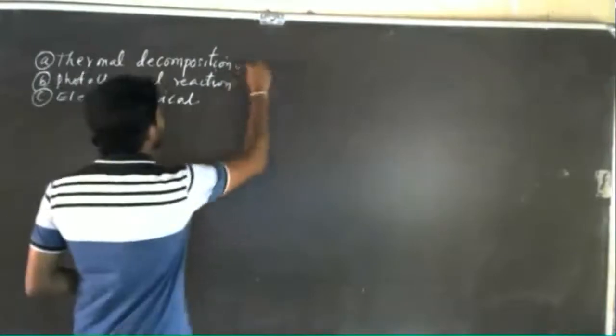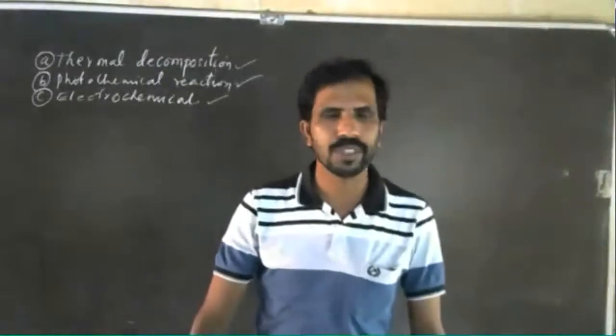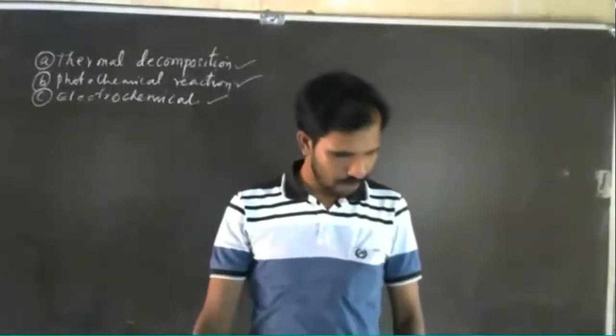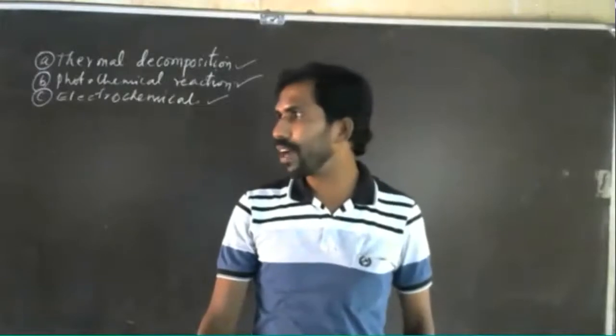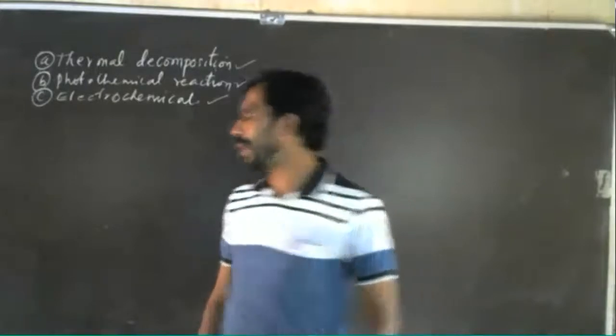There are three types of decomposition reaction. The first one is thermal decomposition, then photochemical reaction. Thermal decomposition, I told you already, is a type of chemical decomposition in which a large compound breaks up into two smaller compounds by absorbing heat energy.